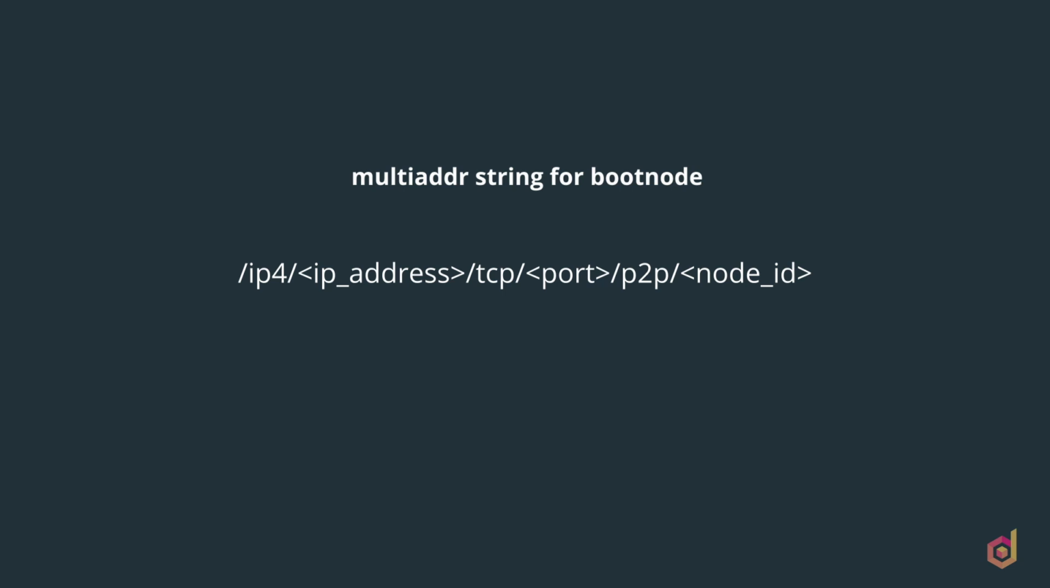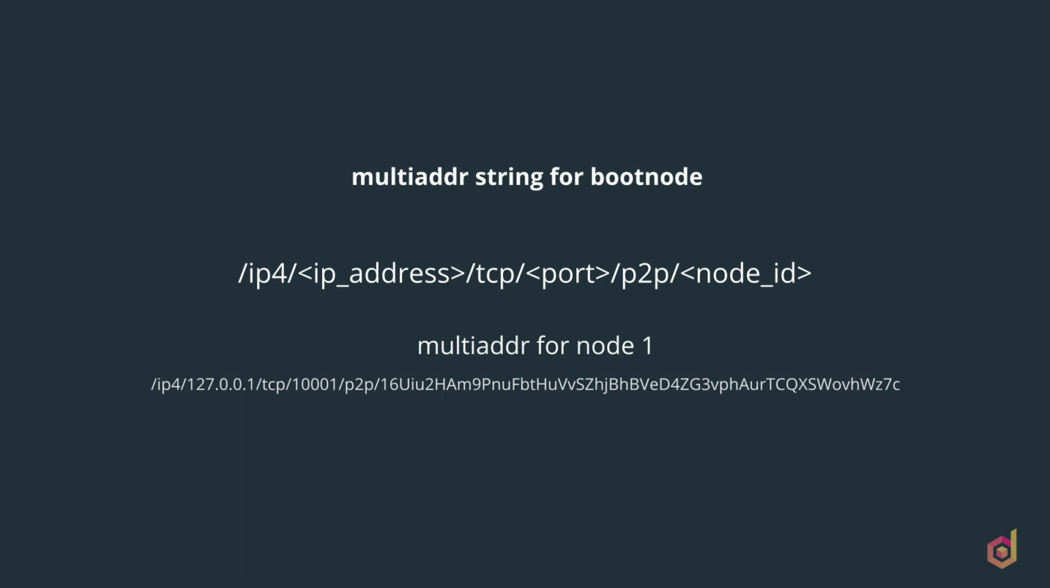Now let's build the multi-address string for node 1. Here the IP address is 127.0.0.1 and the port is 10001 and the node ID we have already copied. So the multi-address string for node 1 will finally look like this. Since we are going to set up two boot nodes for the network, let's prepare the same address for the second node.